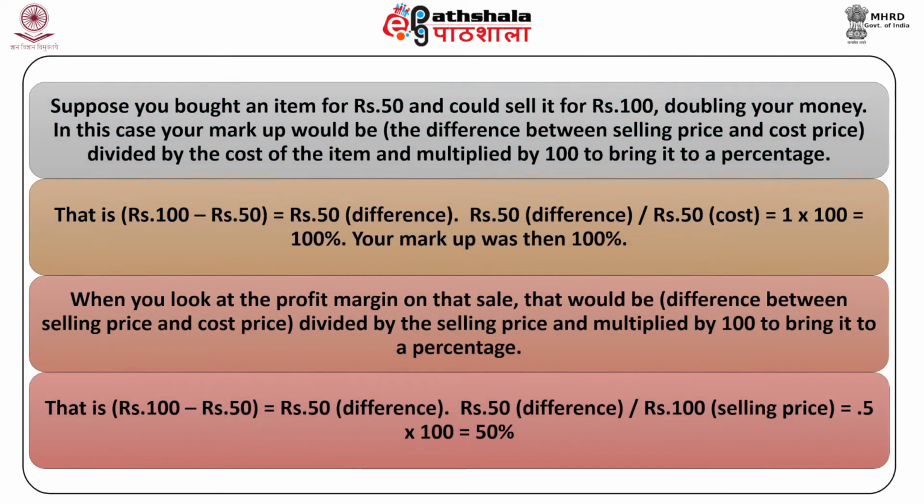Now, let us consider an example. Suppose you bought an item for rupees 50 and could sell it for rupees 100, doubling your money. In this case, your markup would be the difference between selling price and the cost price divided by the cost of the item and multiplied by 100 to bring it to a percentage. That is rupees 100 minus rupees 50, which is equal to rupees 50.